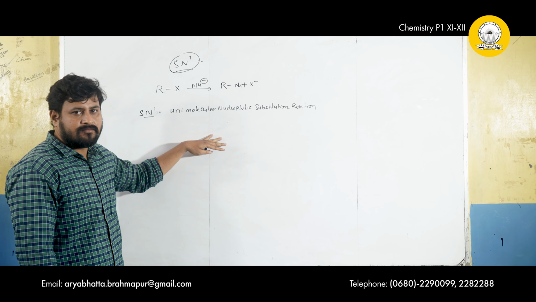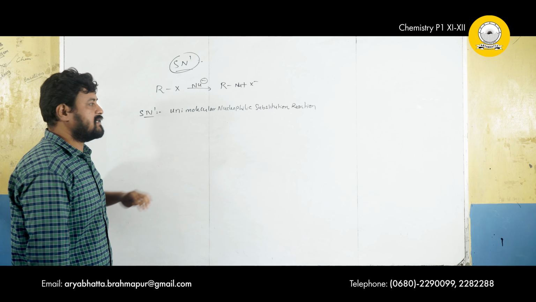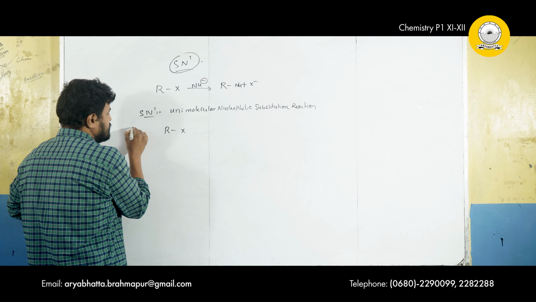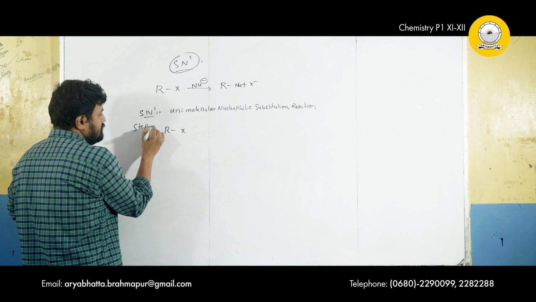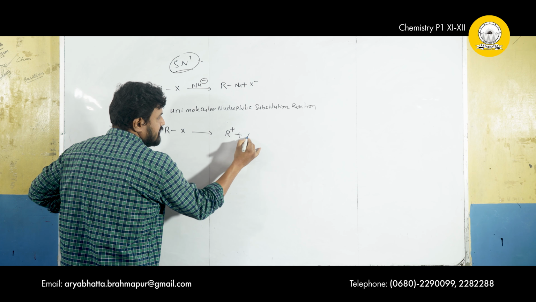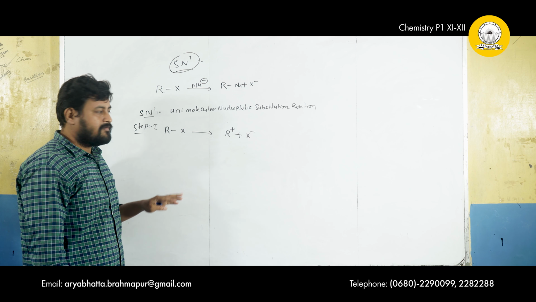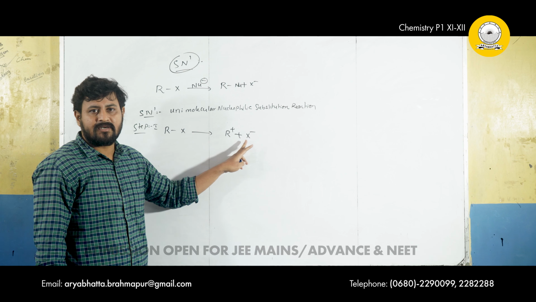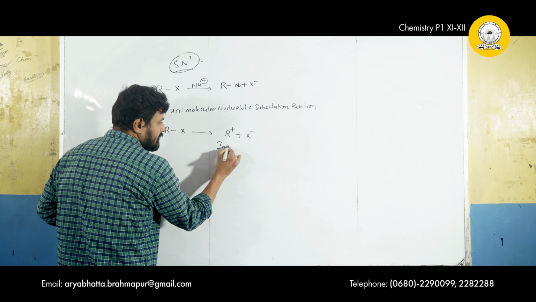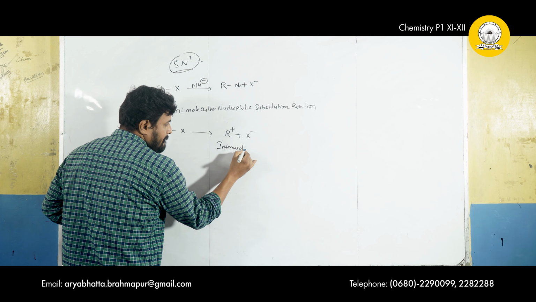And this mechanism is a two-step mechanism. First of all, write the two-step mechanism. Step 1: RX is ionized into R plus and X minus. Here R plus is known as the intermediate.